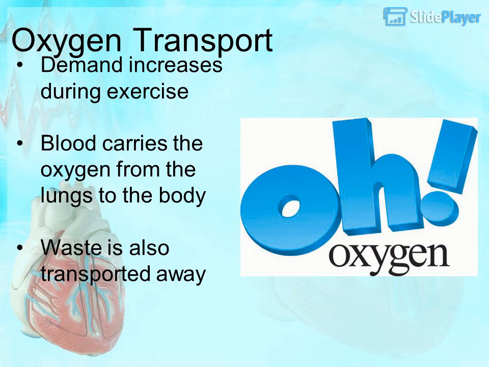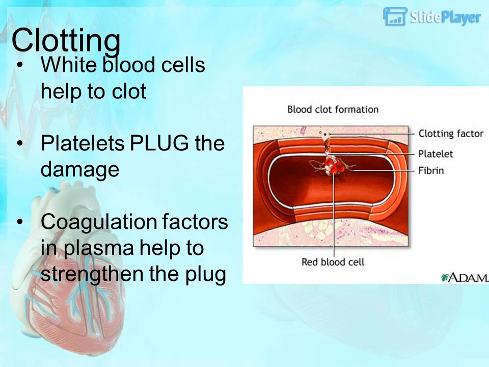Blood carries the oxygen from the lungs to the body. Waste is also transported away. Clotting: white blood cells help to clot, platelets plug the damage. Coagulation factors in plasma help to strengthen the plug.